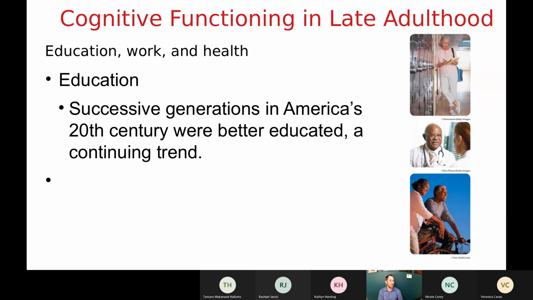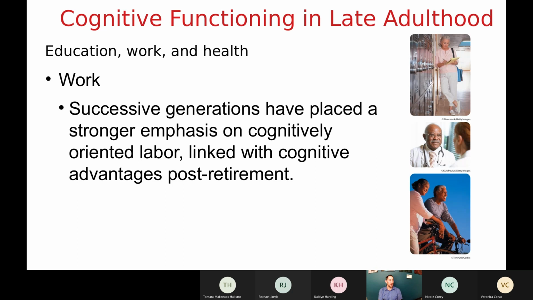So thinking about late adulthood and education, many generations in America are more educated than previous generations, with higher rates of having college degrees, things like that. Also, generations have been placing more and more emphasis on cognitively oriented labor, so work that uses your brain versus manual labor using, say, muscles. If a late adult is involved in cognitively oriented labor, it is correlated to advantages after retirement.